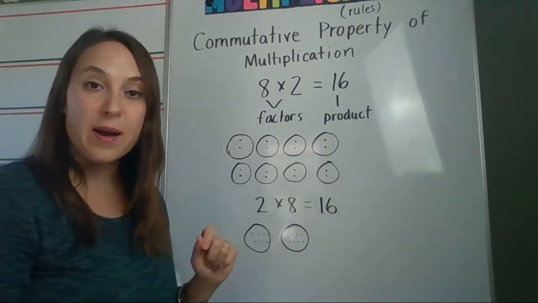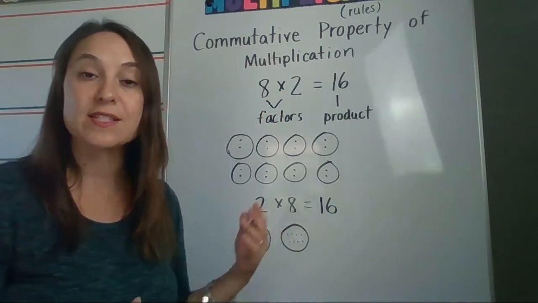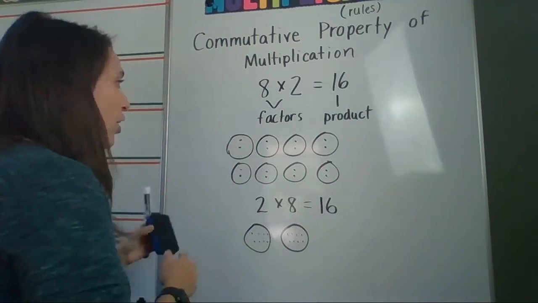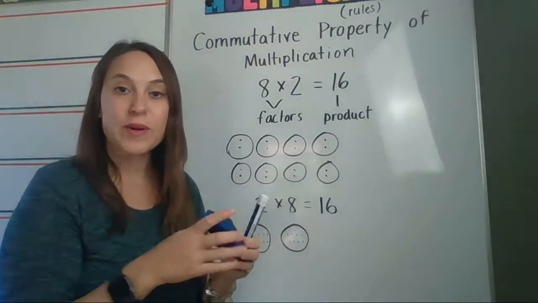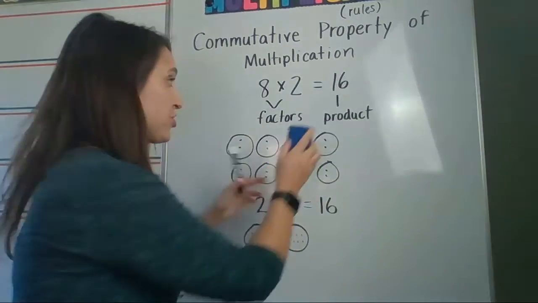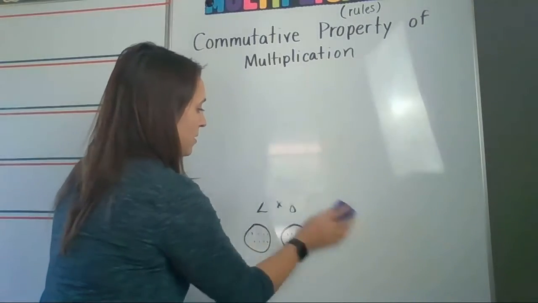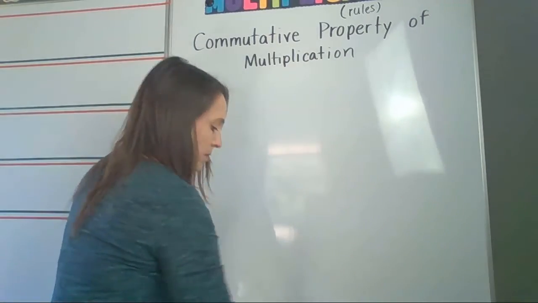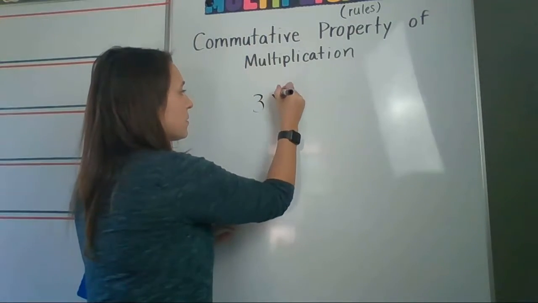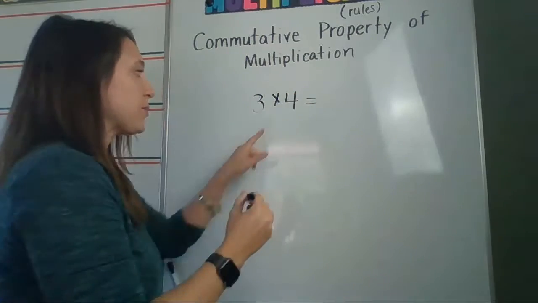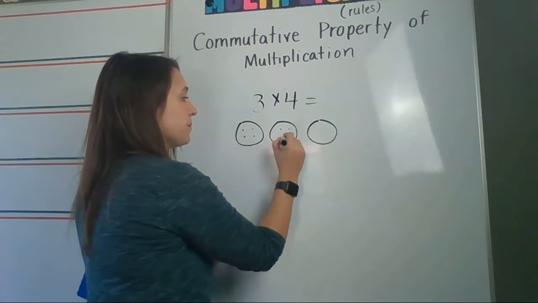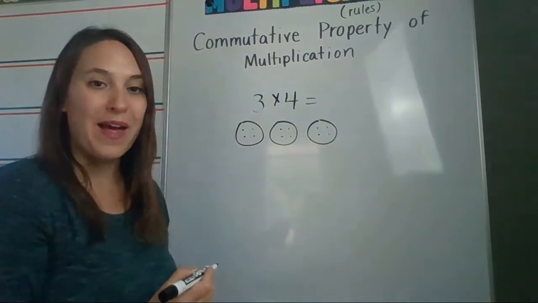Anytime you're multiplying 2 numbers, you can change the order of the factors and still get the same product. So let's practice one more together. On your paper, you're going to see 2 multiplication sentences, and you'll have to look at the picture and then match that. So let's practice another one. You may see 3 times 4, and maybe you see that represented as 3 groups of 4. Go ahead and figure out that product.